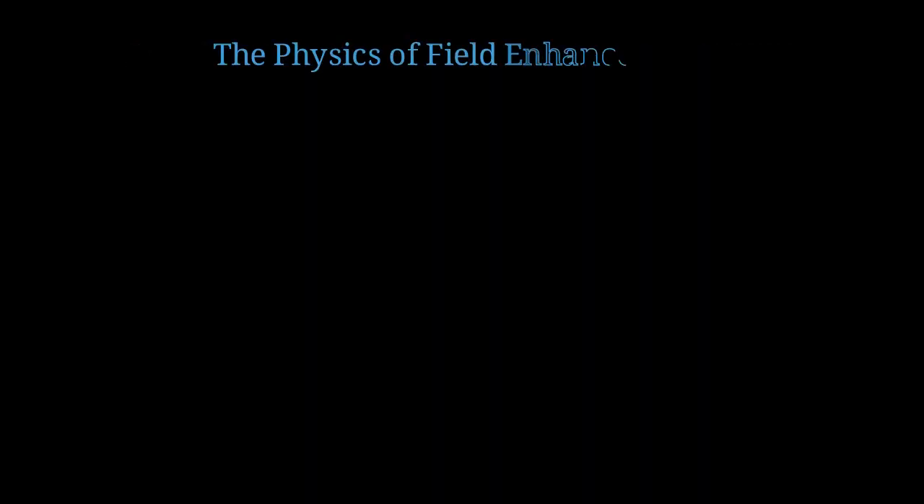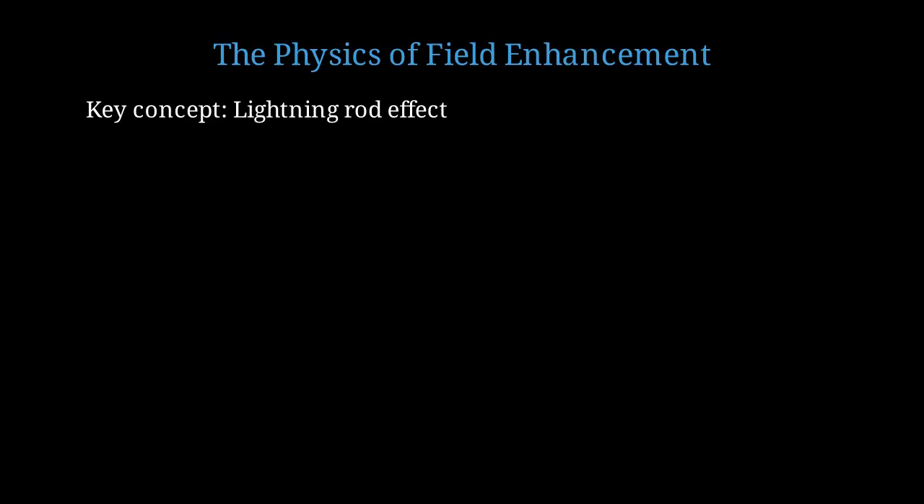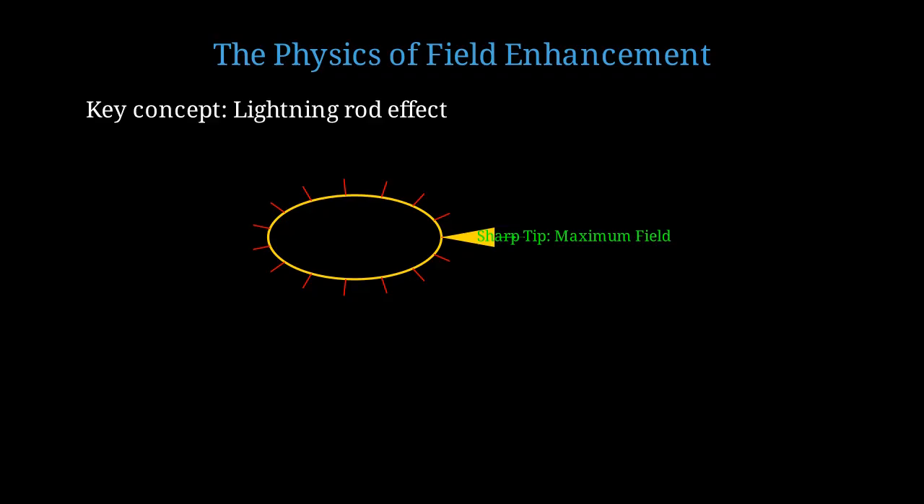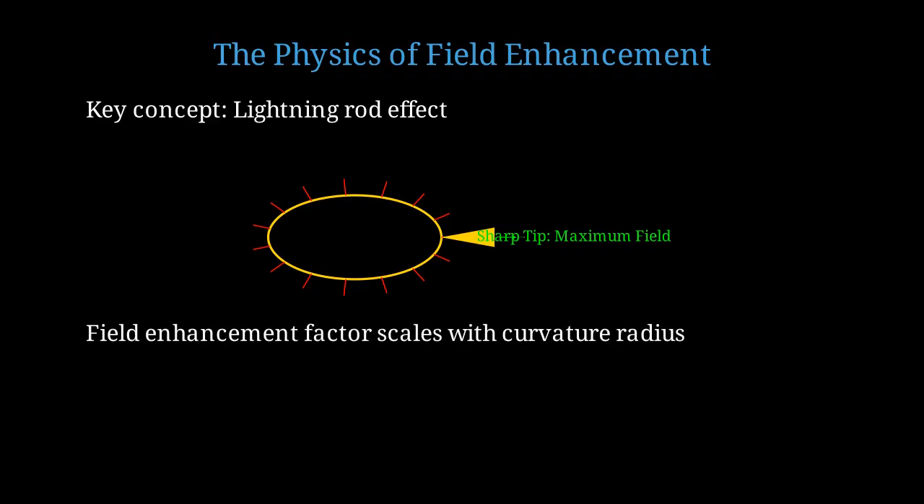Now let's understand the physics behind the enormous field enhancement. Why do these hotspots occur? The key concept here is the lightning rod effect. Just as a lightning rod concentrates electric field at its sharp tip, nanoscale features concentrate electromagnetic fields. Here is an ellipsoidal nanoparticle with a sharp protrusion. The field lines concentrate at the sharp tip, creating a hotspot where the field intensity is maximum. The field enhancement factor scales inversely with the radius of curvature. Sharper features produce stronger enhancements. The intensity enhancement at the tip is proportional to 1 over r squared, where r is the radius of curvature of the tip.